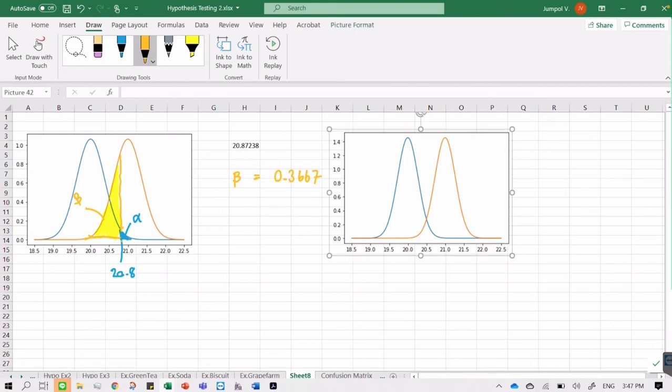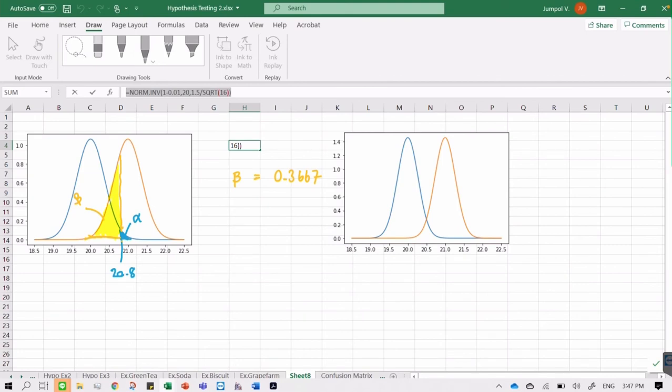Now let's compute the alpha again. The set alpha. So set alpha, instead of this 20, we have to change this one from 16 to 30 number of samples. So with the new number of sample, alpha set alpha is gonna be 20.6.